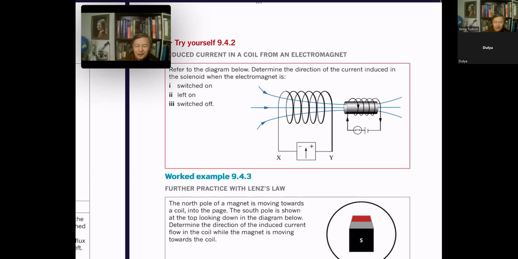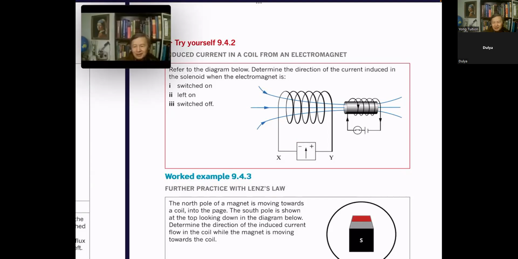This time, the source of magnetic field is an electromagnet. When it's switched off, there's no magnetic field. But when you switch on, it goes from 0 to a constant distribution. And from the diagram, you can know the direction of current. I ask you the question: do you know the direction of current? Oh, they tell you.